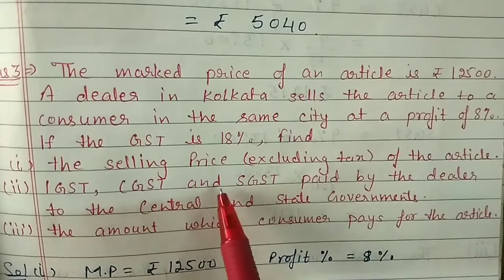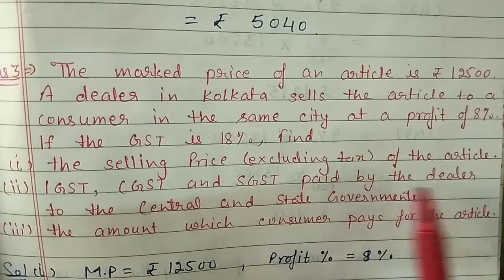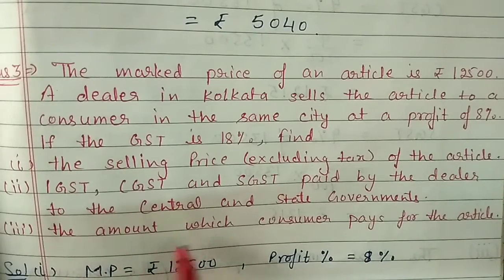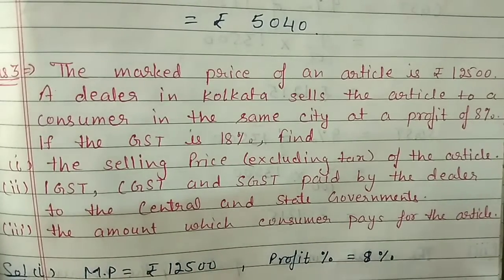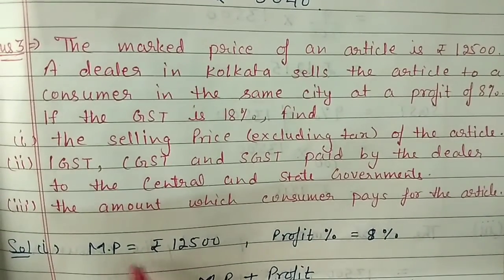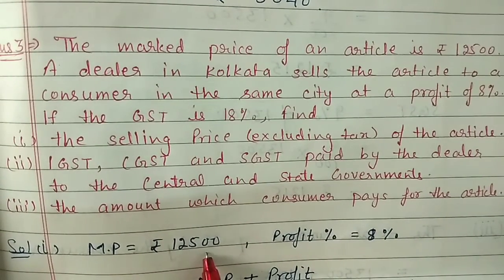IGST, CGST and SGST paid by the dealer to the central and the state government. Third part, the amount which the consumer pays for the article. This is also a similar type of question. So first, the mark price is given, 12,500 rupees.